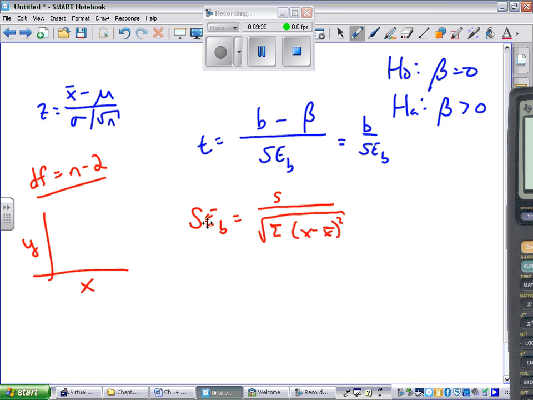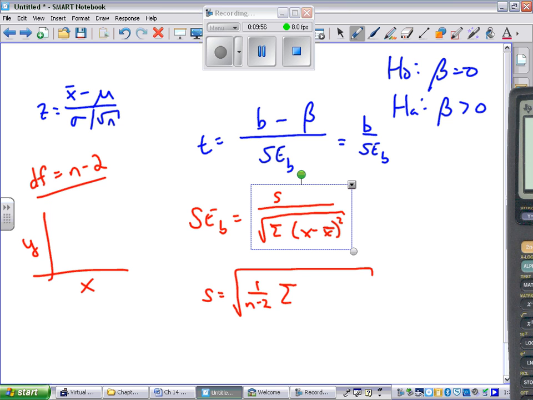This SEB means the standard error of the slope. Now this is S, obviously, this thing on top, and I got to give you the formula for S as well. So S is the square root of 1 over n minus 2 times the sum of the residuals squared.